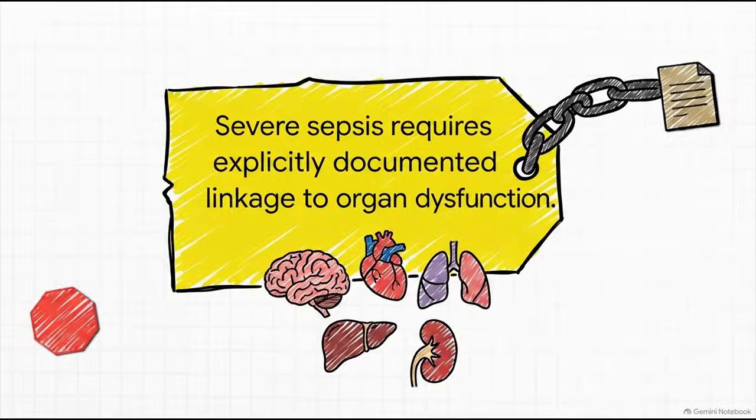And I need to issue a very strong warning right here. If you are assigning severe sepsis, code R65.20, it requires explicitly documented linkage by the provider. You cannot just assume the acute kidney injury was caused by the sepsis. Payer auditors will deny your claims, arguing that the organ dysfunction was caused merely by the localized infection, like the UTI, and not systemic sepsis, unless the doctor explicitly links them in the chart. You have to query for that linkage if it's missing.